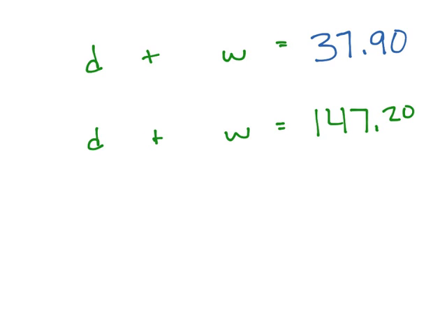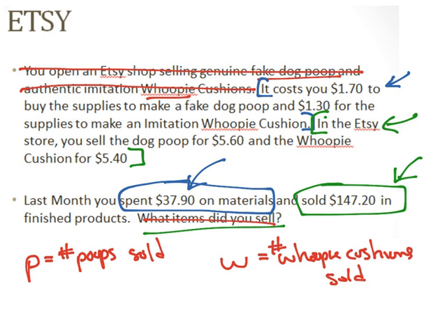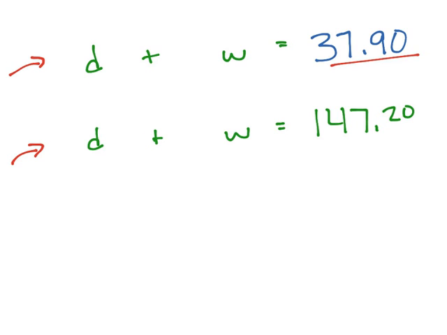Now we need to figure out what our coefficients are that belong in front of each of our variables. So let's think about that. Our first problem is measuring materials cost. If we come back to the problem, we notice that it's $1.70 to buy the supplies for the fake dog poop and $1.30 for the whoopee cushions. We can take these and attach them to our variables. In this case, our fake dog poop costs us $1.70 to make, and our whoopee cushions cost us $1.30.